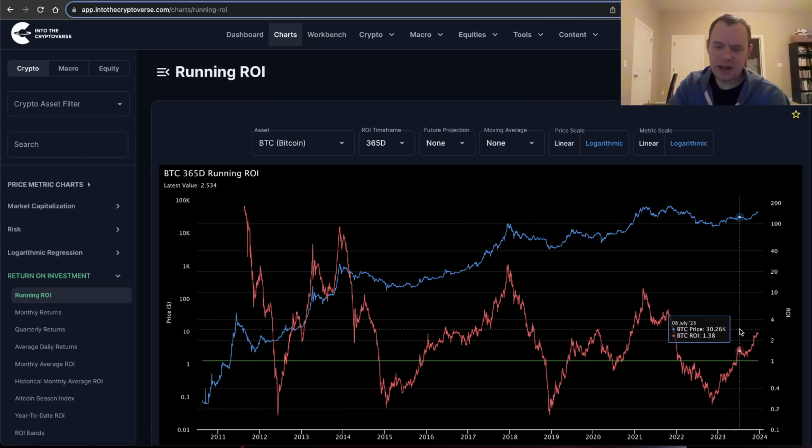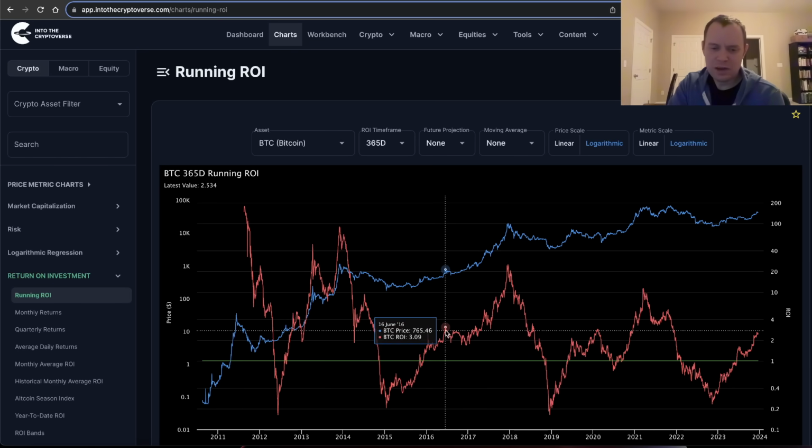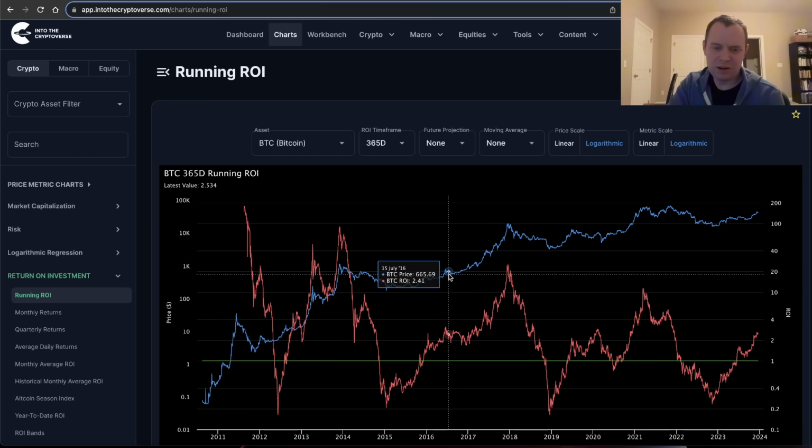If you look at prior moves with Bitcoin, you can see that in the last couple of cycles there's been a significant move that loses steam at around 3x in terms of the running 1 year ROI. In June of 2016, after the 1 year running ROI was about 3x, Bitcoin stalled out for a couple of months, and then dropped down a little bit before finally resuming.